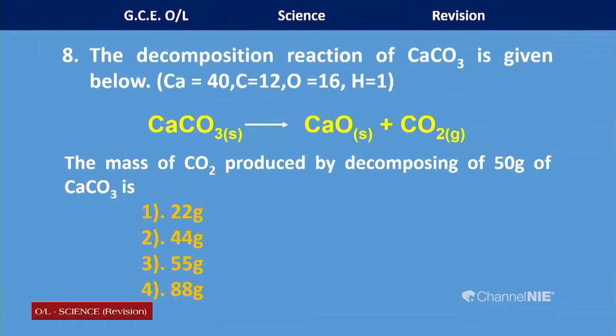So, the question is the mass of CO2 produced by decomposing 50 grams of calcium carbonate. You are going to heat 50 grams of calcium carbonate so that it completely decomposes. The question is about how many grams of CO2 are produced. CO2 is a gas, and in addition to CO2 you also get calcium oxide as a product.